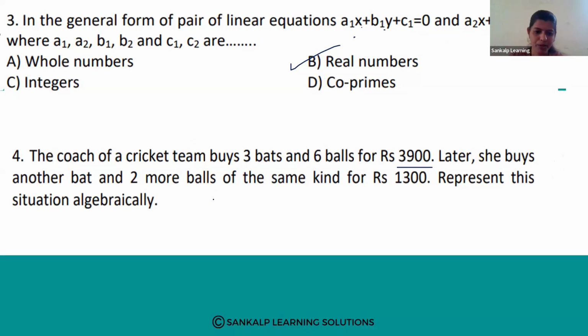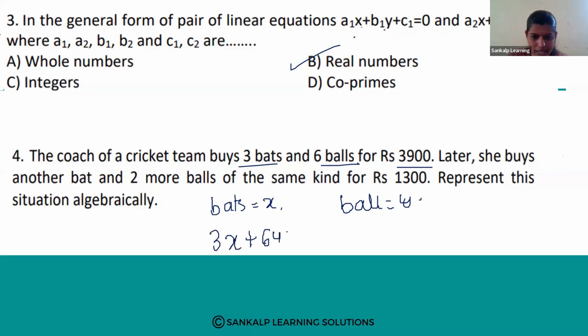So how do we write it in an equation? See here, 3 bats are there, 6 balls are there. That means bats and balls are there. So let's consider bats is equal to x, and balls, let's take as y. So the cricket team buys 3 bats, that is 3x plus 6y is equal to 3,900. This is one equation.